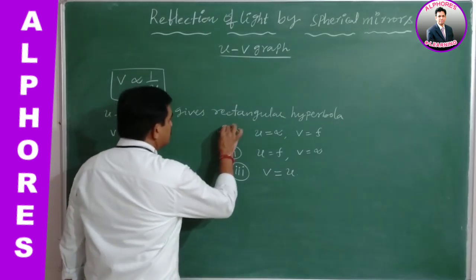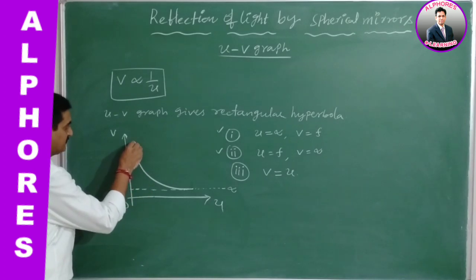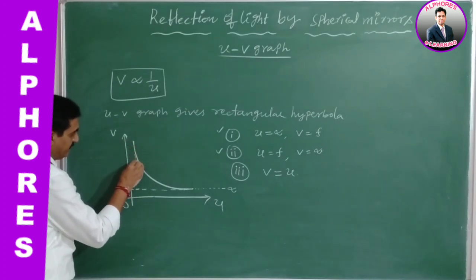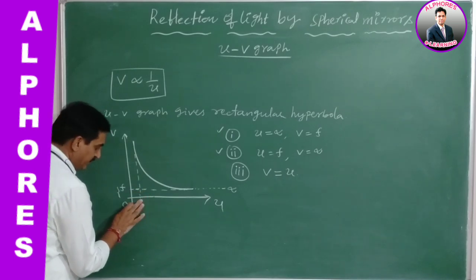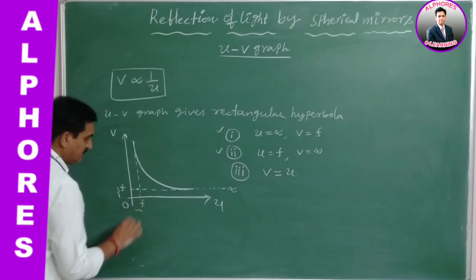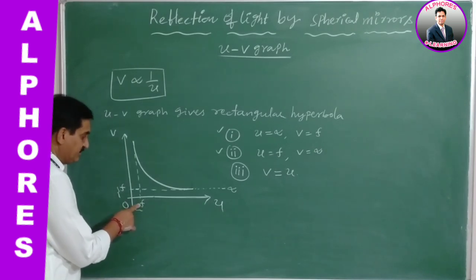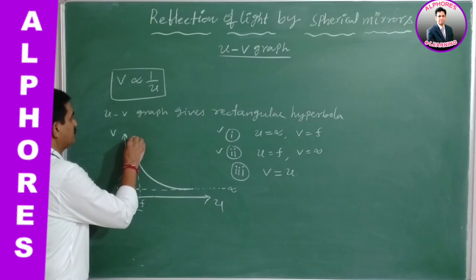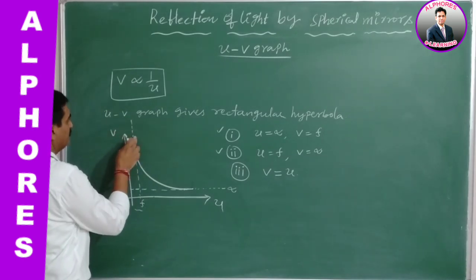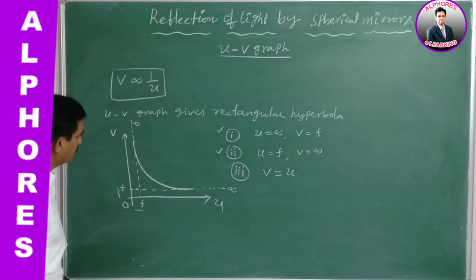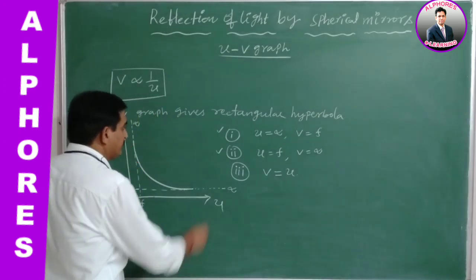Next, case 2. When the object is at focus, when the object is kept at the focus point, the image goes to infinity. This is the object distance. When the object is kept at the focus point, its corresponding image goes to infinity, which indicates that this end is parallel to the y-axis, which goes to infinity. This is a rectangular hyperbola. Second point is over.